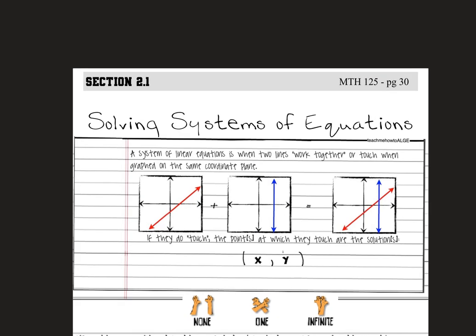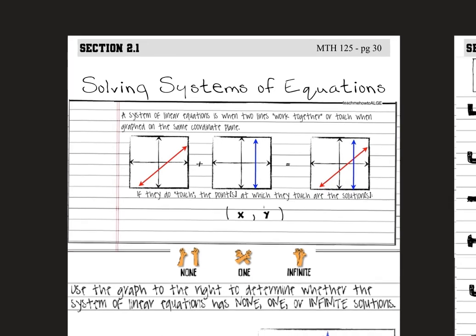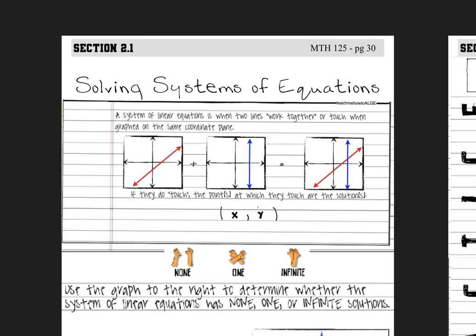We are looking at solving systems of equations. So in the math world, a system is when you are solving more than one equation at the same time. And when that happens, there is one of three outcomes that you would have. So I'm going to show you this right here. I'm going down a little bit.